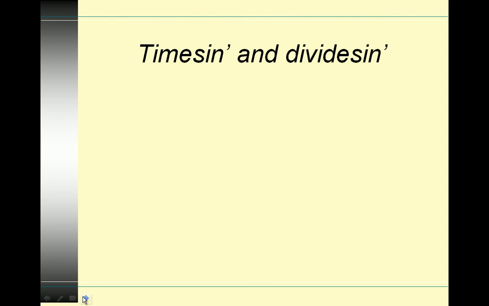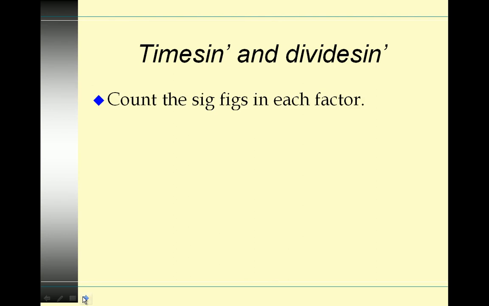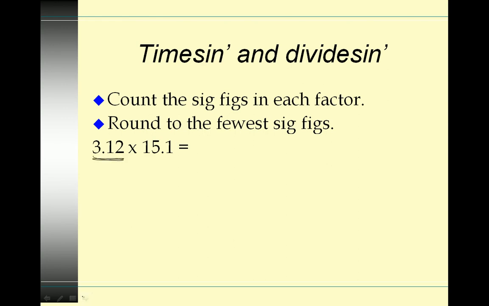Times it and divides them. Count the sig figs in each factor and round to the fewest number of sig figs. So this, for example, has 3 sig figs. This has 3 sig figs. So ask my calculator, 3.12 times 15.1 is 47.112. I'm going to round to the fewest number of sig figs, which is 3, which would be 47.1.